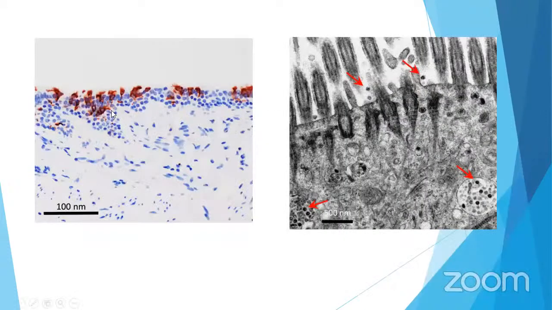This is the immunohistochemistry with Omicron virus in the bronchial epithelium. In electron microscopy, you are going to see viral particles in the bronchial epithelium. This is ciliated epithelium.